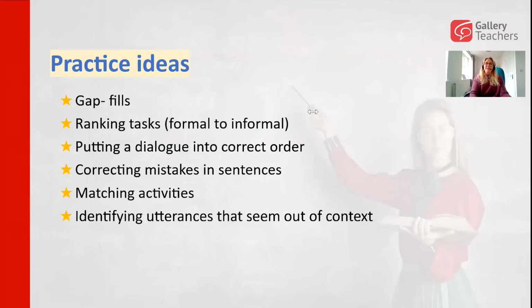Okay, the last one can be pretty fun actually. So you can have a couple of dialogues, and one utterance is out of context in each of those dialogues. Okay, so for example, you've got a conversation between a boss and a worker, an employee, and the employee wants to go home early because he has a dentist appointment. So in the conversation, he might be asking his boss nicely, and then all of a sudden say, "Oh, all right, I'm out of here, okay?"